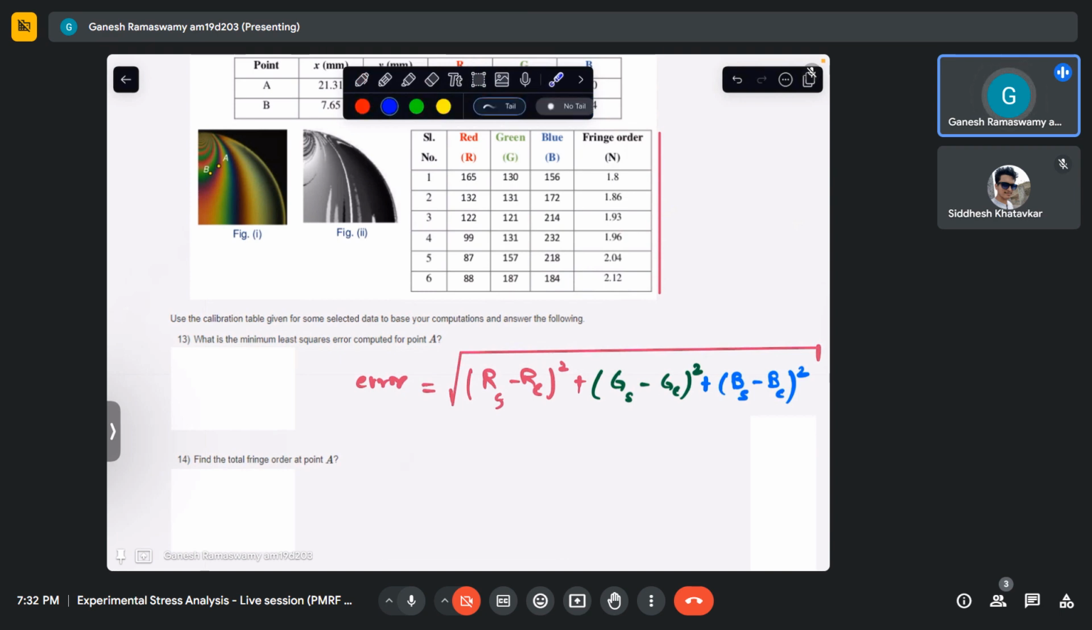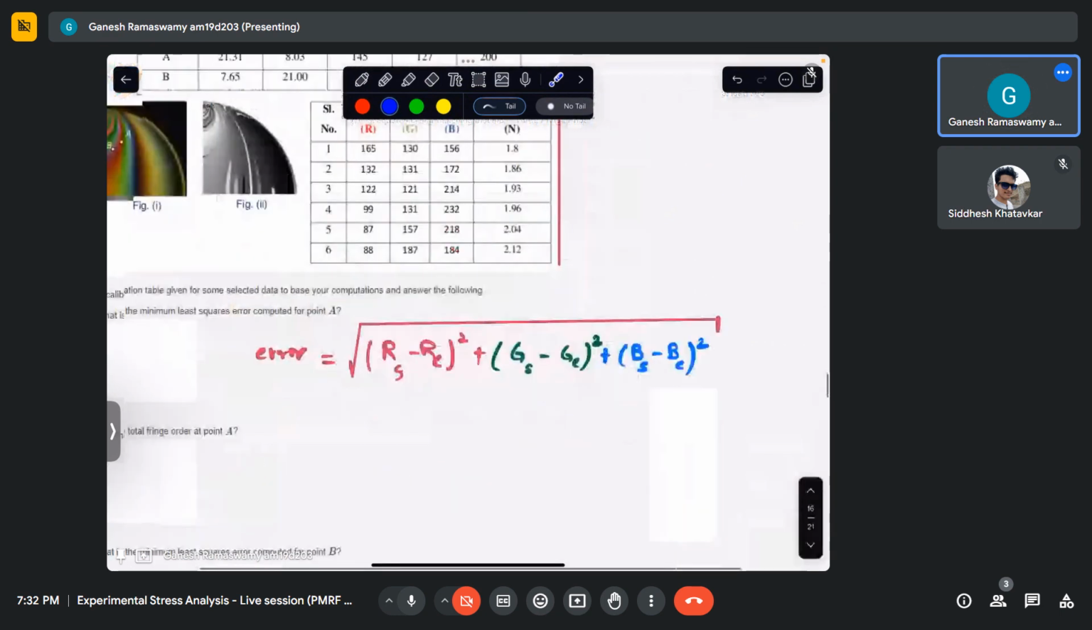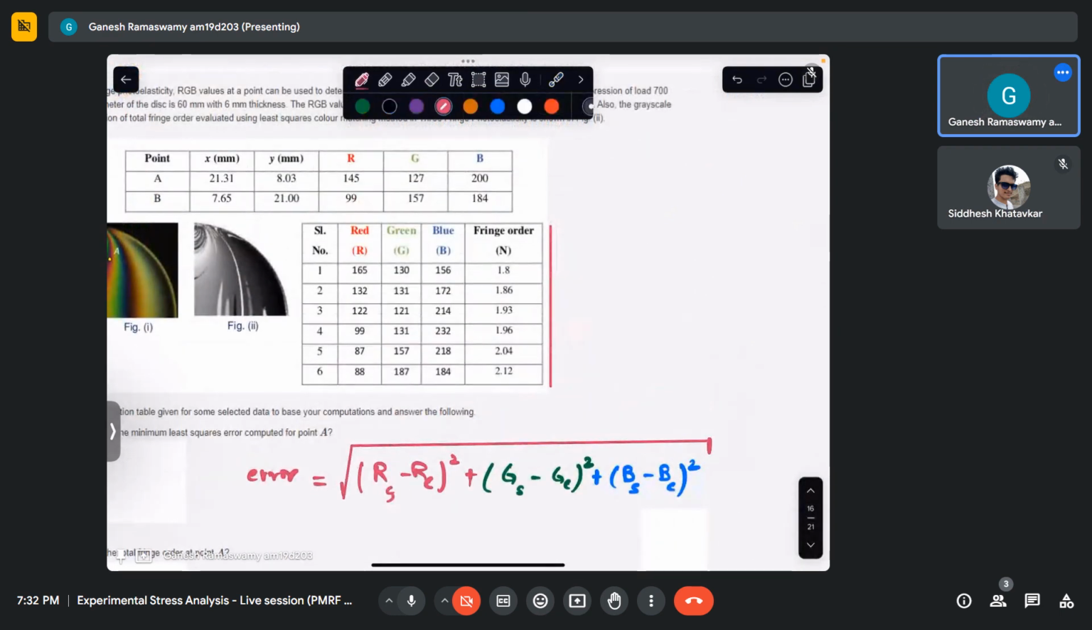Now it is asking where will it be the minimum. So if we were to plot, it will have some plot like that. We will see which is the minima, assign the fringe order over there. That is the idea behind this. So you can easily calculate that. For the first case, I'll just calculate the difference. So I can see RS minus RC. This minus 145 is what we are trying to see, or 145 minus this.